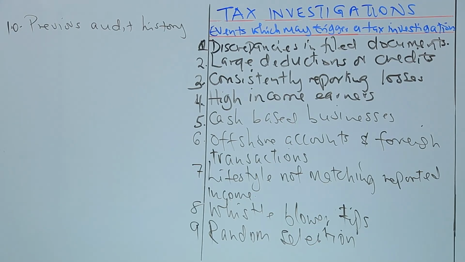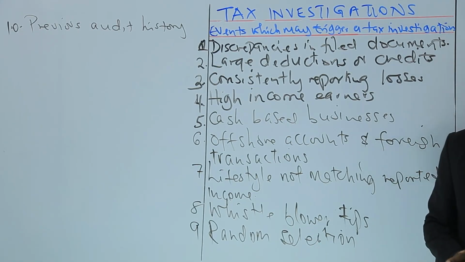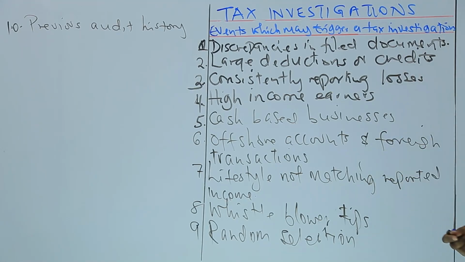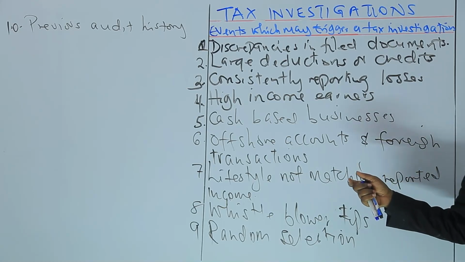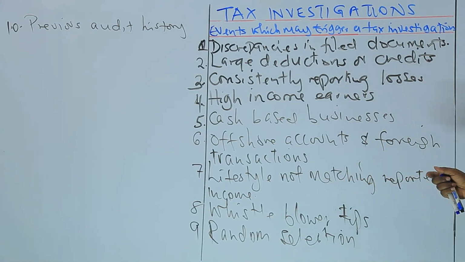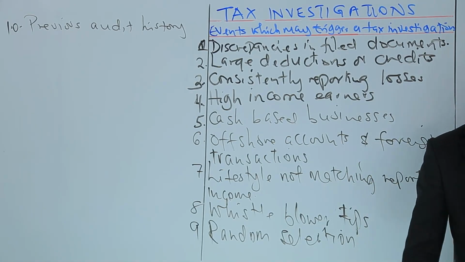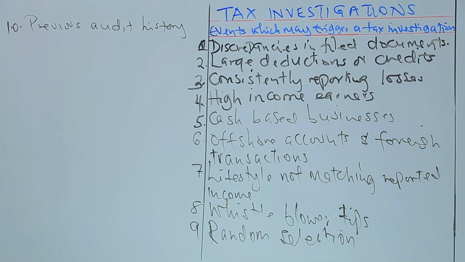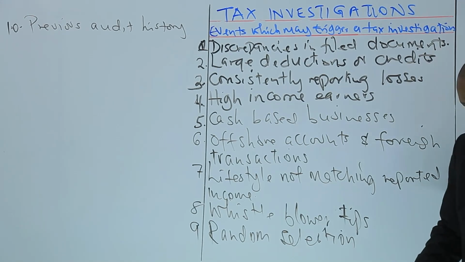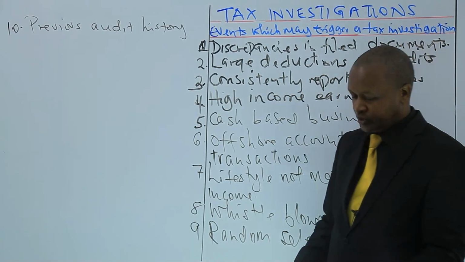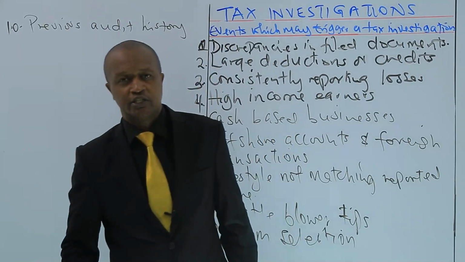And that marks the end of the lesson. The objective was that by the end of this lesson, you should be able to highlight events which may trigger tax investigation. Based on this lesson, I am going to give you an assignment of 5 questions on events which may lead to tax investigation.